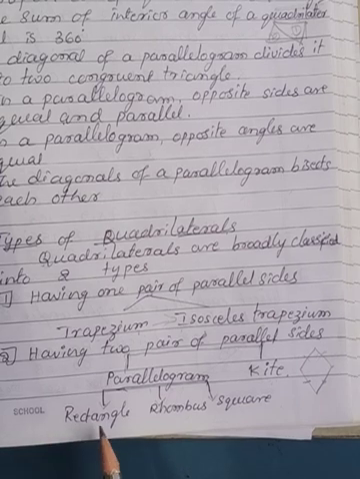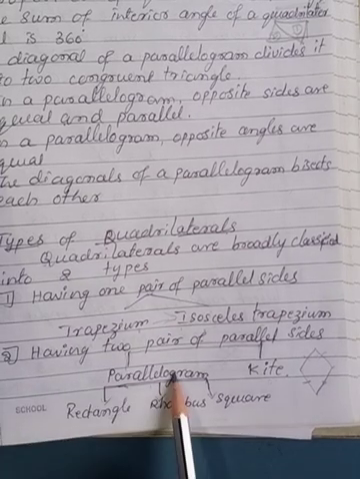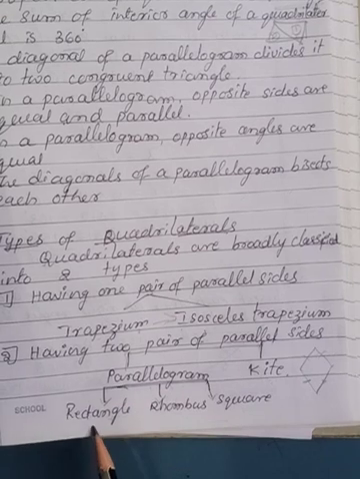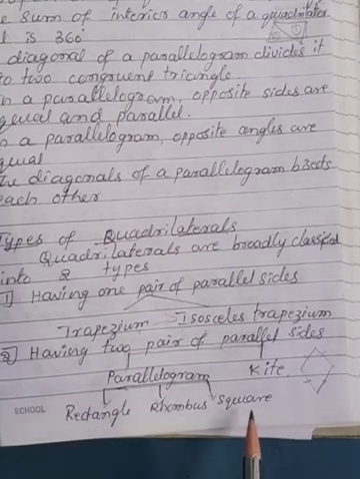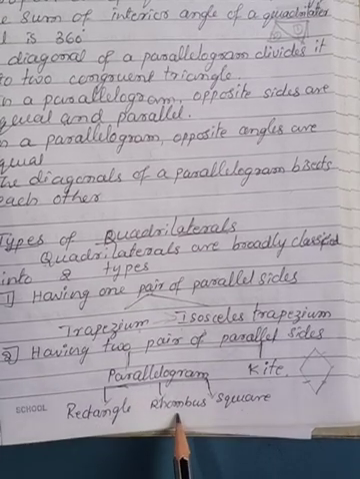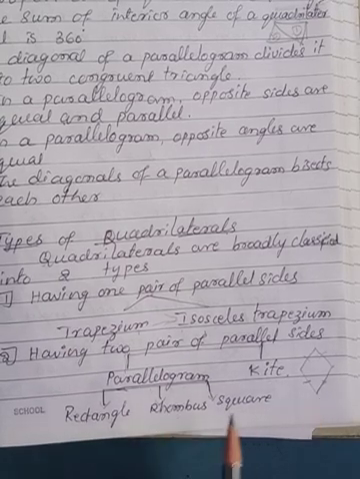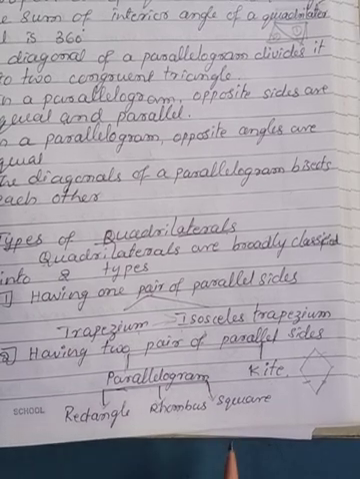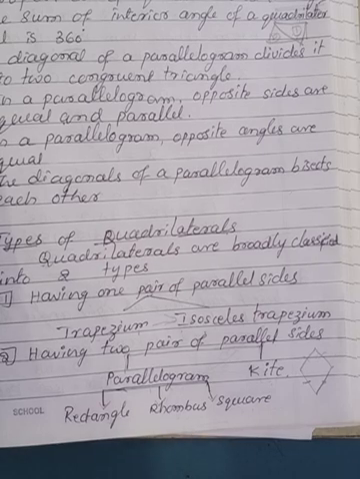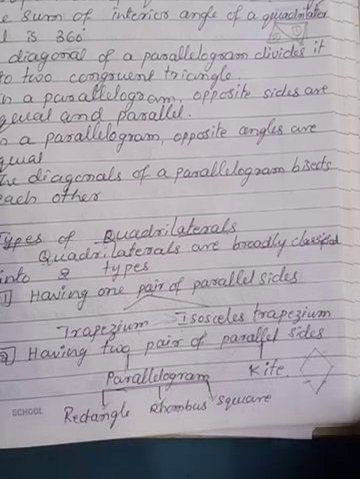So a rectangle is a parallelogram, but all parallelograms are not rectangles. In the same way, a square is a rhombus, but all rhombuses are not squares. Like that, a few specifications we will be having here. Now we will move to the exercise part.